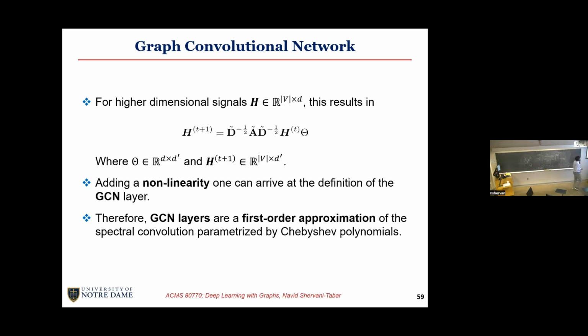And then for the next layer, I will have the embeddings that are of dimension D times D prime, right? So input dimension D, and output dimension D prime. Now I add nonlinearity to this. I'm going to have a GCN layer. So the conclusion that we make is that a GCN layer is a first order approximation of ChebNet. So it's a first order approximation of the Chebyshev polynomial filters that we defined.